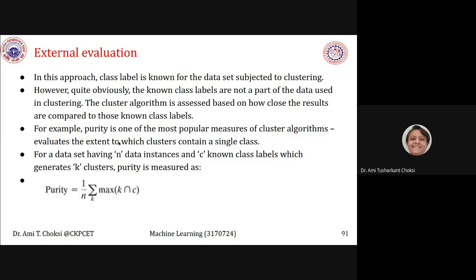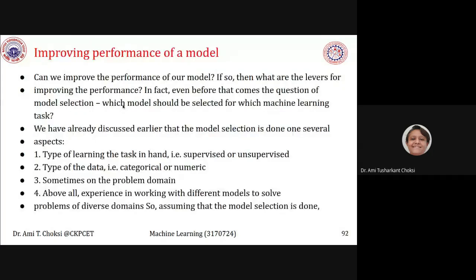For example, purity is one of the most popular measures of cluster algorithms. It evaluates the extent to which clusters contain a single class. For a data set having n data instances and C known class labels, which generates K clusters, purity is measured as 1 upon n sigma max of K intersection C, right? This is the way we do the evaluation, the performance measure, and that is using external evaluation.